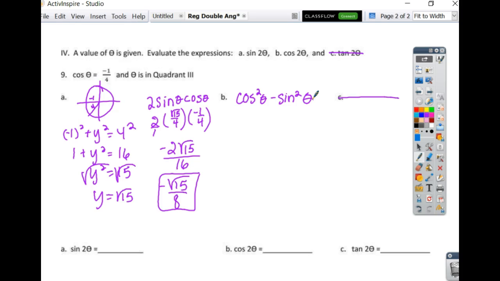We already know the sine and cosine. I am not going too fast. You can do this. Jada? We already know the sine and the cosine. Plug them in, square them, and subtract them.